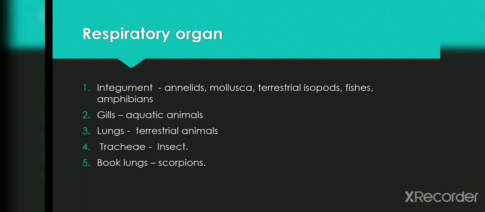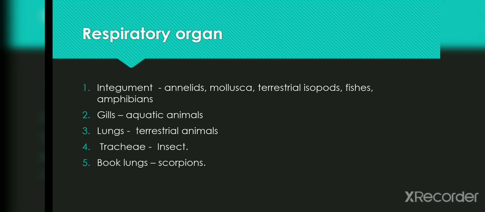First of all, integument. Integument is a highly vascularized skin of many organisms that plays an important role in respiration. This type of respiration we can say is cutaneous respiration. Mostly this cutaneous respiration is present in annelids, mollusks, terrestrial isopods, fishes, amphibians. For example, the eel can exchange 60% of its respiratory gases through the highly vascularized skin, and this is enough to permit prolonged activity in moist air. Cutaneous respiration is also important in all amphibians. Cutaneous respiration enables the amphibia to remain submerged in water for a long period.